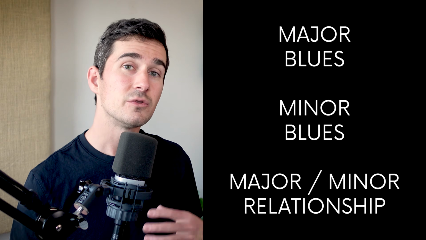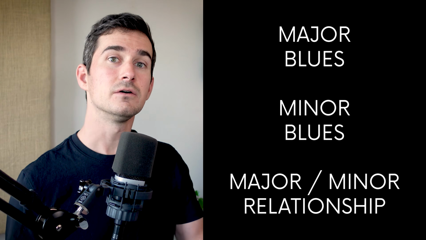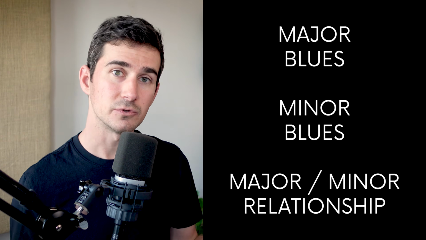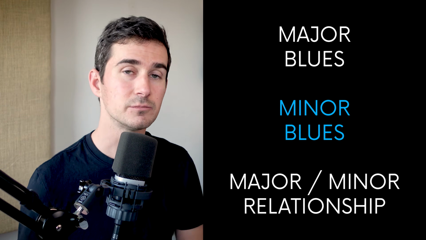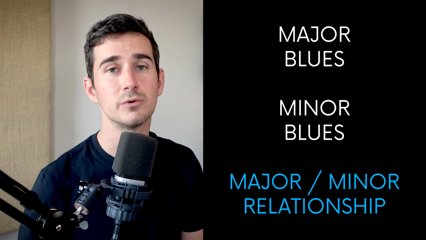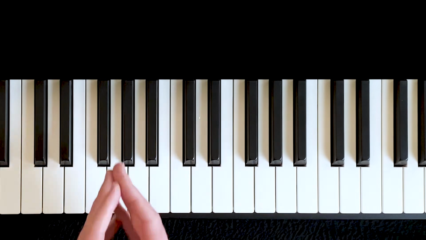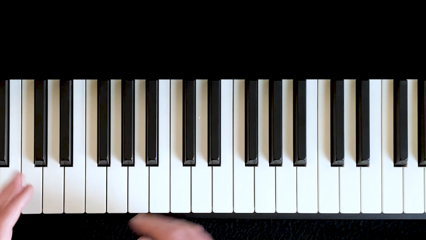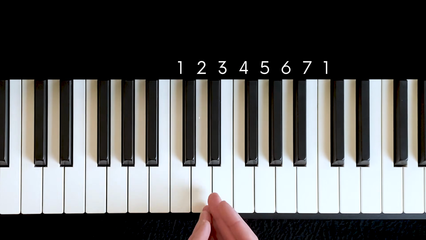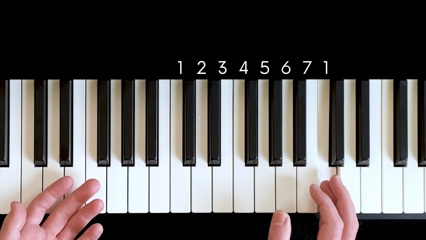And you may or may not know that there is both a major blues scale and a related minor blues scale. So in this video, I'll teach you how to find both the major and minor blues scales, and then how the two relate to each other. As with most things in music theory, we're going to define these two scales by relating them to the major scale. So we'll use the key of C major for an example.